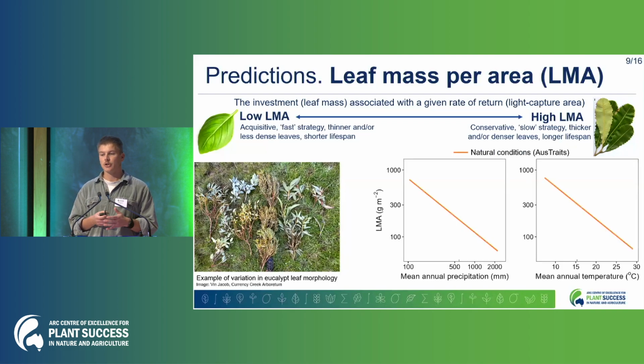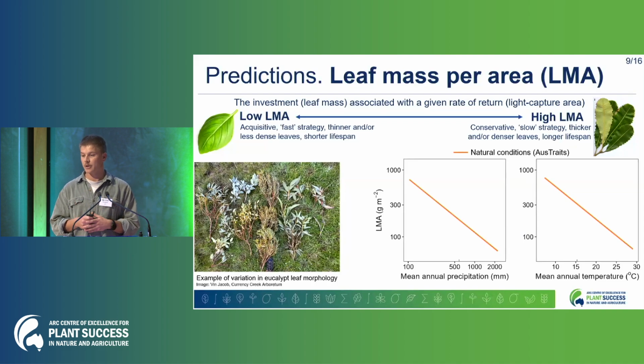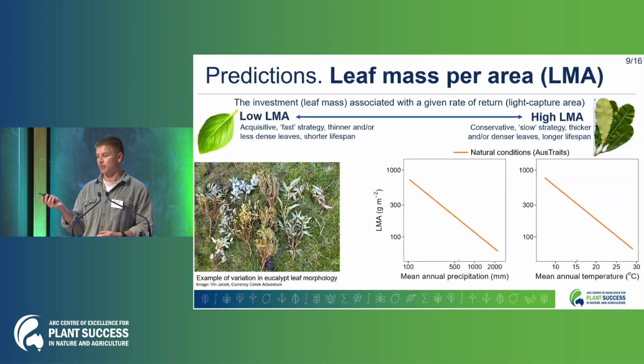So in wet conditions, we expect these more acquisitive, low LMA leaves, compared to drier conditions where these tougher, hardier leaves and a more conservative, slower strategy would be favoured. And similarly in cold environments, we expect higher LMA leaves, so a slower, more conservative strategy and those thicker, hardier leaves. So again, we expect negative relationships with both climate predictors.